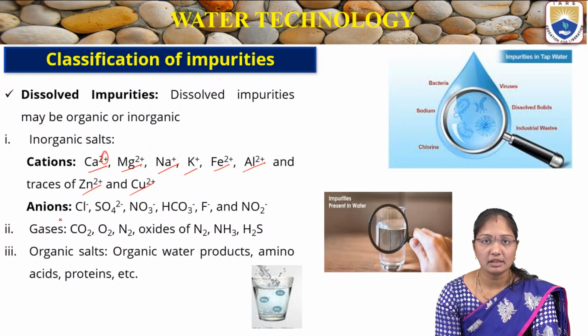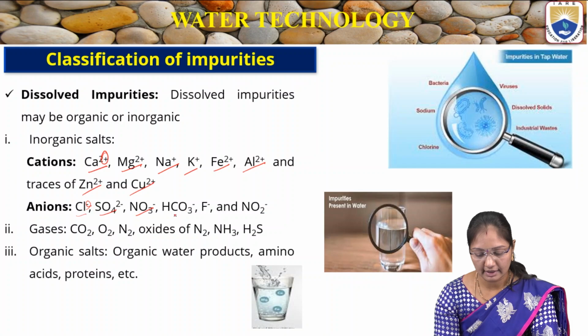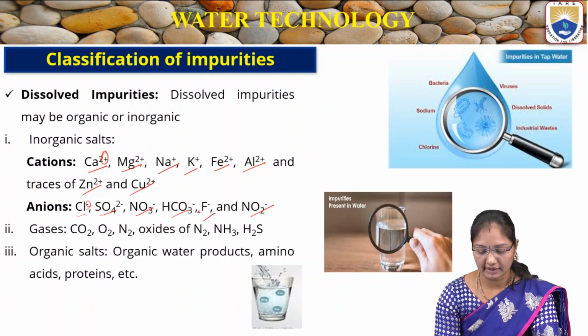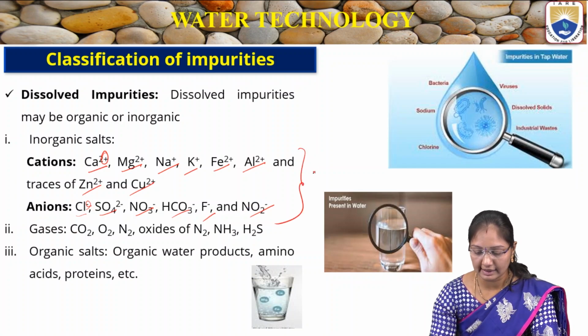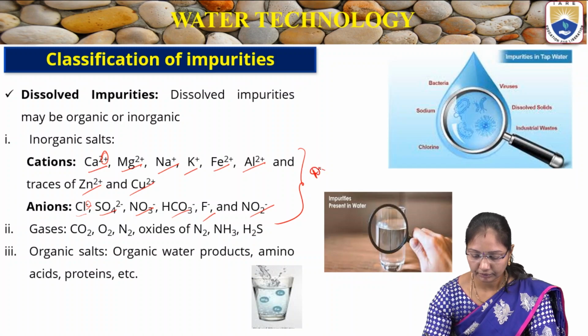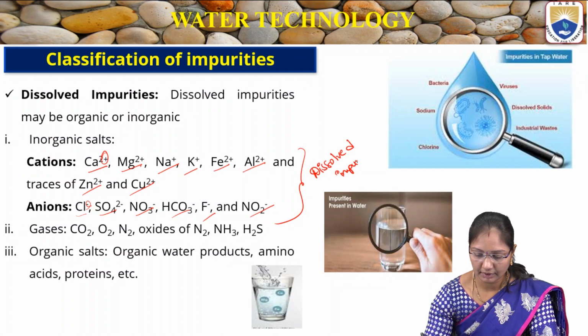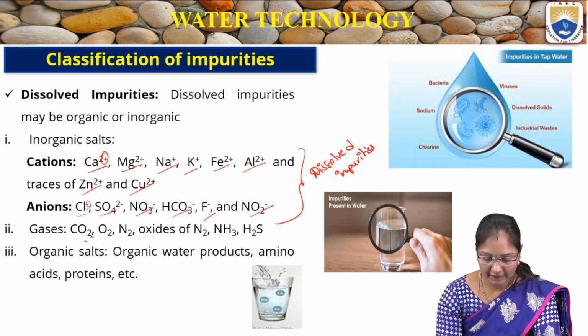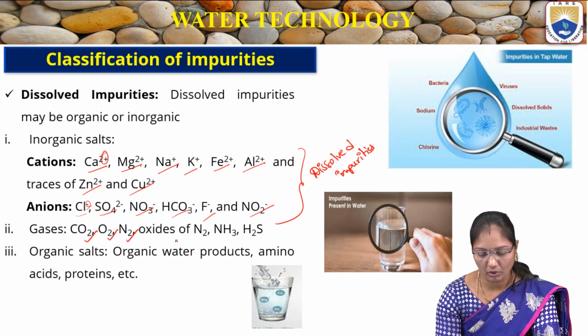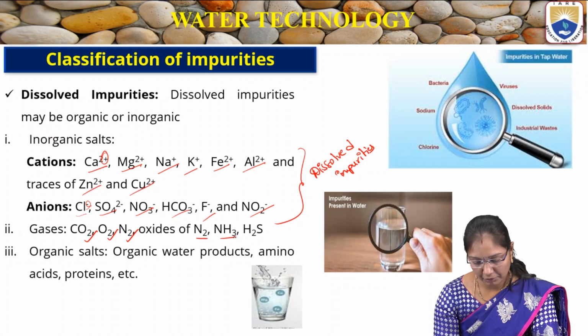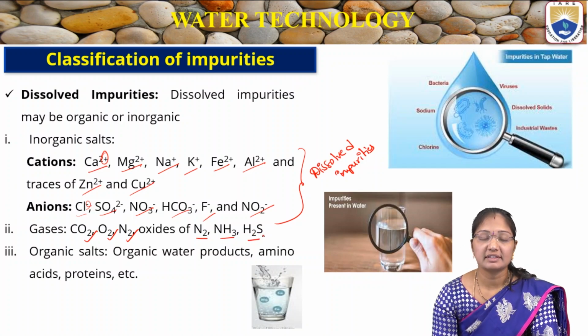Coming to anions, the negatively charged ions like chloride, sulfate, nitrate and bicarbonate, iron and nitrous oxide cause the impurities in waters. These all are in dissolved form. So these are the dissolved impurities in water. The gases like carbon dioxide, oxygen, nitrogen and oxides of nitrogen, ammonia and hydrogen sulfide cause the impurity or toxicity in water.